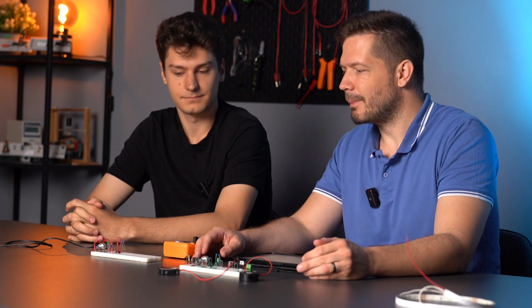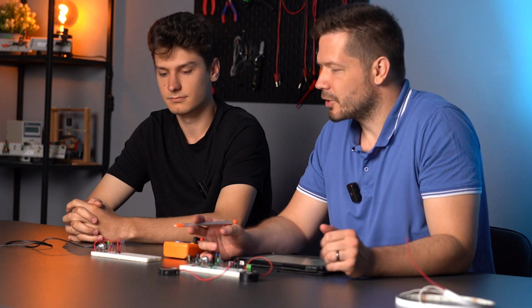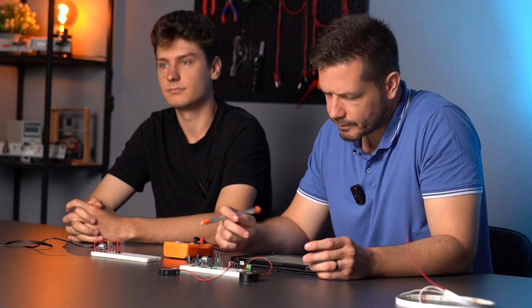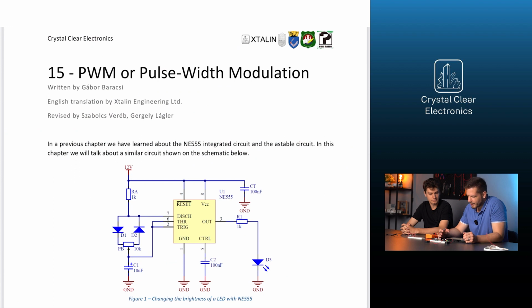This is what PWM is really about, and we are going to explain that to you in a slightly more professional way so you can apply it to real-life electronics. To give you a chance to try it all out, we'll start by implementing a circuit. In a previous chapter, we learned about the NE555 integrated circuit and the astable circuit. In this chapter, we will talk about a similar circuit shown on the schematic. In addition to the 555 IC, we have another interesting three-legged component, the adjustable resistor, or potentiometer for short.